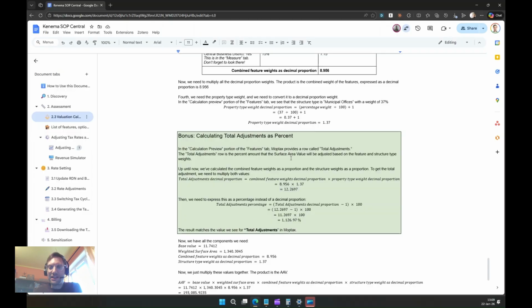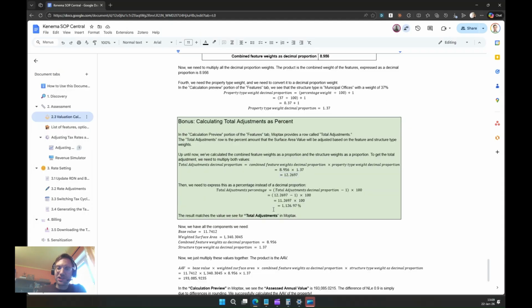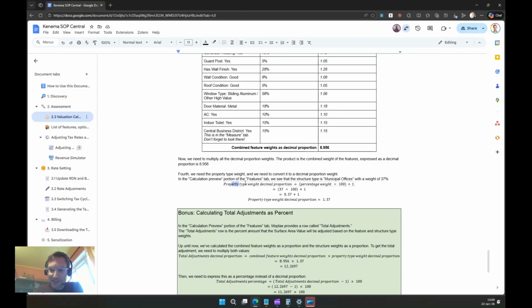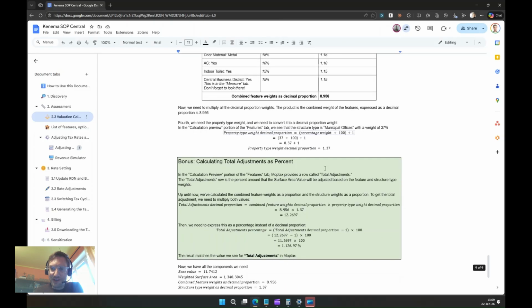Now let's think about how to convert that back from a decimal proportion to a percent weight. So if we want to represent this as a percent, we use the formula that we had earlier. We just rearrange this formula here so that the percent weight goes on the left, and so we solve for it.